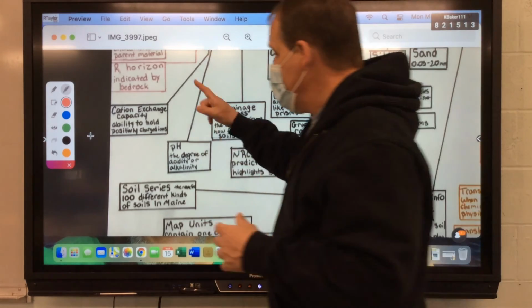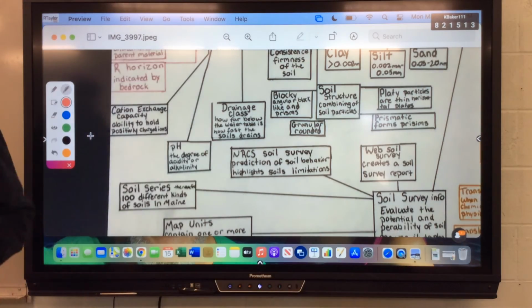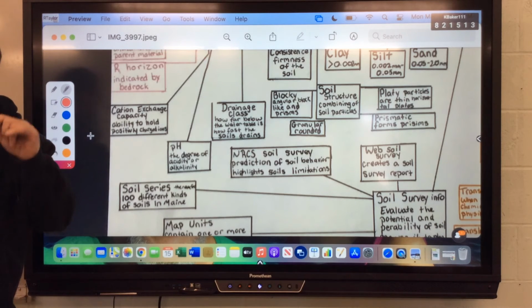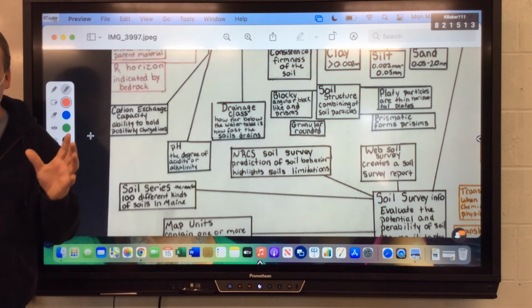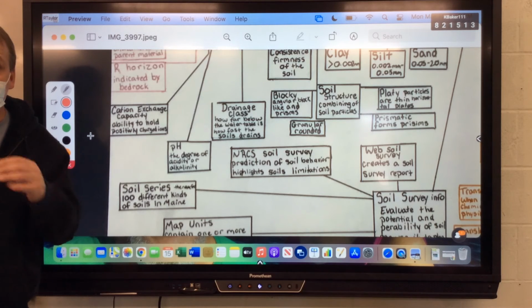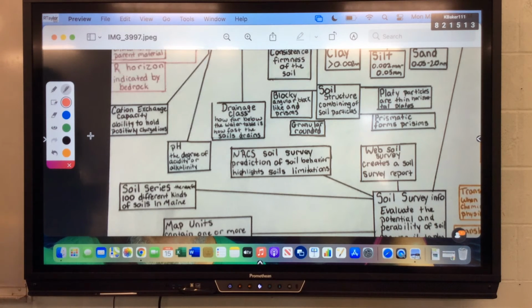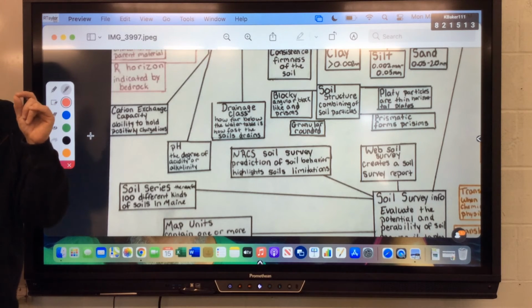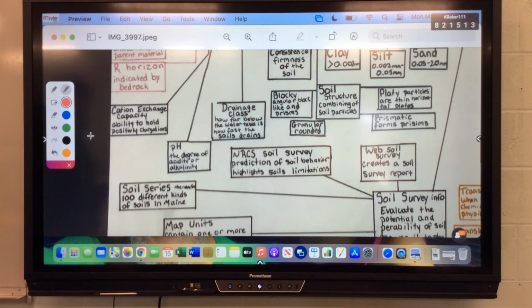So cation exchange capacity is the ability to hold positively charged ions. In other words, the organic matter and the clay, the little tiny particles in soils, the organic matter and the clays, they tend to have a negative charge to them. Okay, so remember that. Little tiny particles in soil, organic matter and clays, tend to be negatively charged.